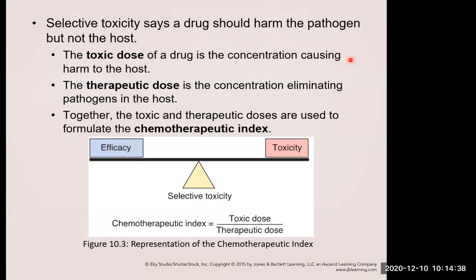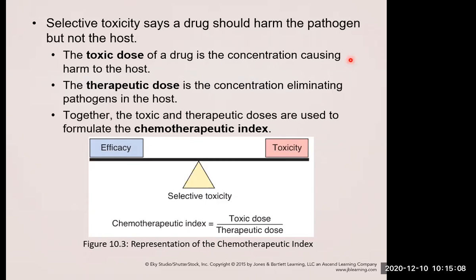Okay, so if by definition the therapeutic dose is met, then we're going to get rid of the pathogen. So it's going to be effective, but it's also going to hurt the host. So if you have a chemotherapeutic index of 1, that means that it's going to take so much of a drug to get rid of this pathogen that you're inevitably going to get hurt. That's a problem. We don't want that. So we want really high chemotherapeutic indices.